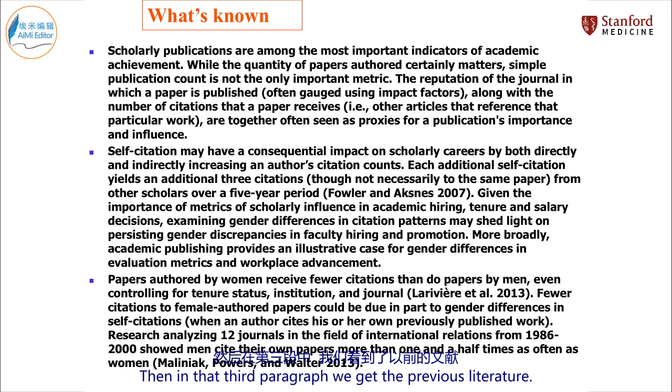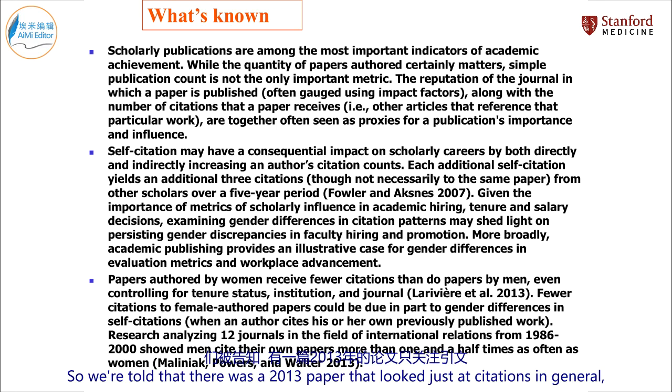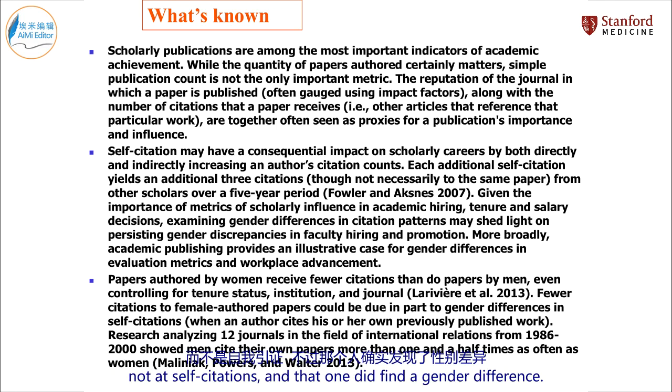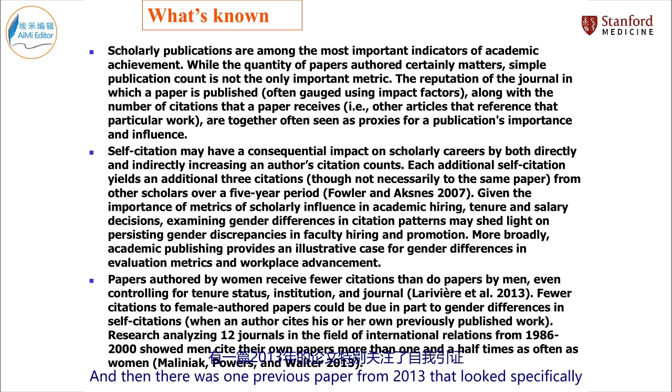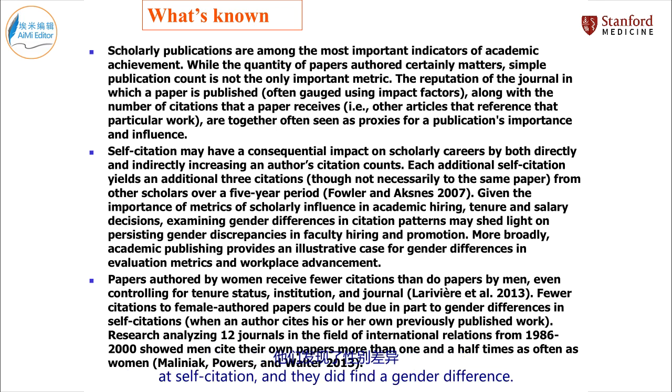Then in that third paragraph, we get the previous literature. So we're told that there was a 2013 paper that looked just at citations in general, not at self-citations, and that one did find a gender difference. Men's papers in general are cited more than women's. And then there was one previous paper from 2013 that looked specifically at self-citation, and they did find a gender difference. They found that men self-cited 1.5 times more than women.